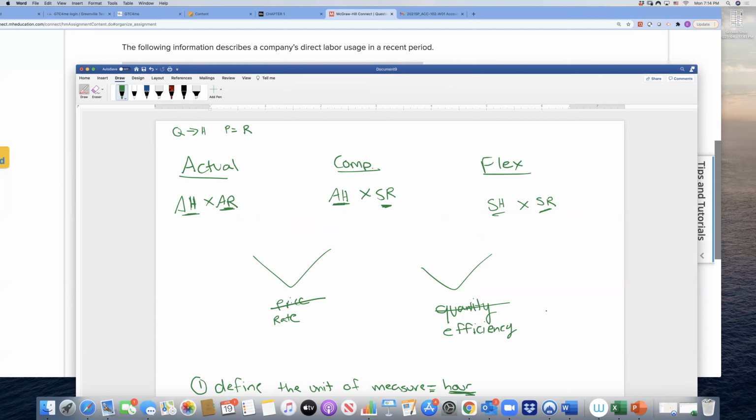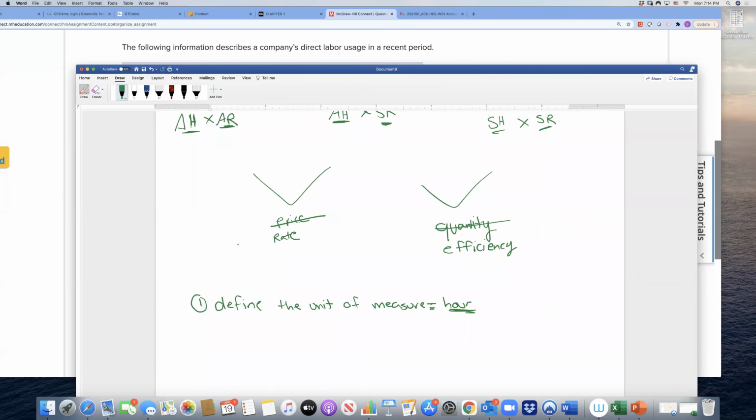All right. So mechanics are still the same. Number one, unit of measure, it's the hour. When we talk about quantity, now we're not talking about quantity, we're talking about the hour, and I want to know total hours. I really emphasize this when we're talking about materials.